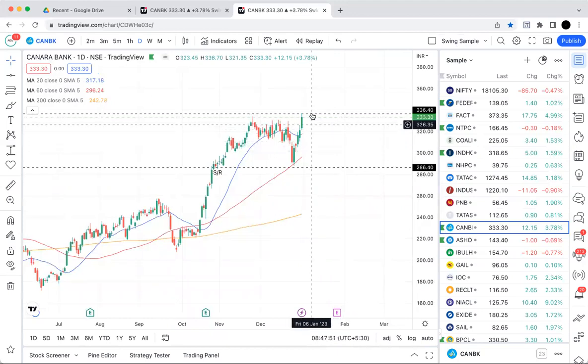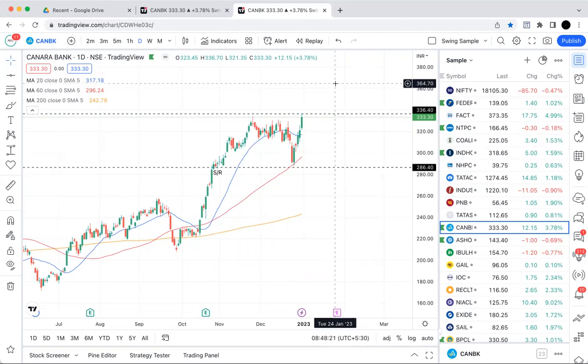If this breaks out, I would be interested in buying 20 or 30%. Then immediately I would put my stop loss right here, and then I would wait a couple of days and see if the price continues going up. If it does, I would add another 20, 30%, and wait a couple more days. If the price continues up, I would add another 20, 30%, and keep doing that until I put in my entire 100% of what I am intending to buy with Canara Bank.